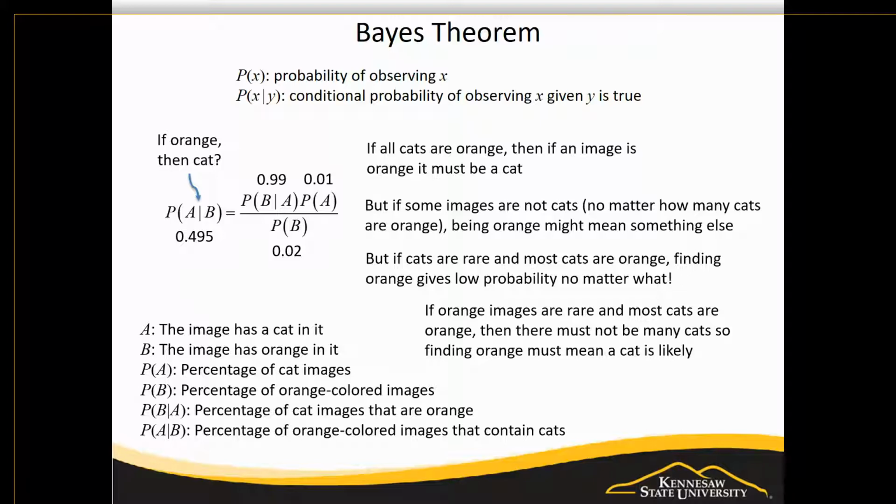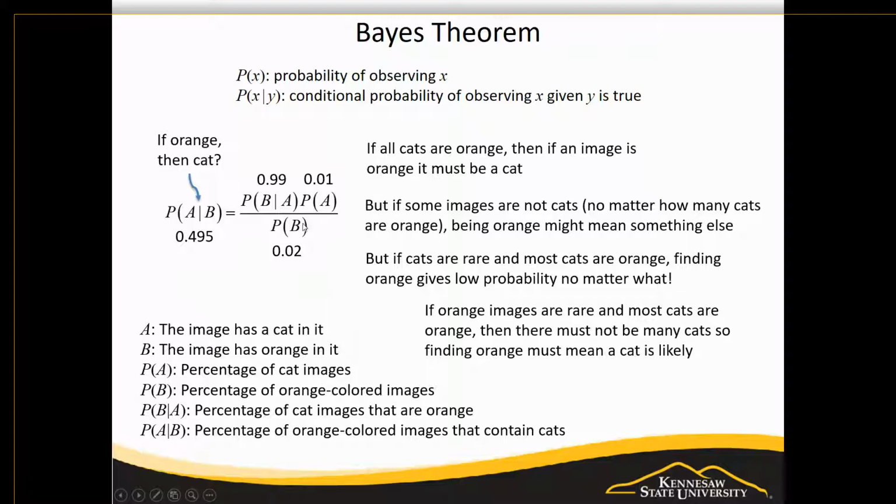But if you think about how many images are orange, that's the P(B). And these three things, how many images are orange, how many images are cats, and how many cats are orange, those three things are actually intertwined and they can't be independent of each other. And I've made a little argument here of why you can see that's the case. So let's say that if orange images are rare, that means that this is low, only 2% of images are orange, and most cats are orange. That means that there can't be very many cats. If there's hardly any orange images, but all cats are orange, the only way that can be true is if there's not very many cats.